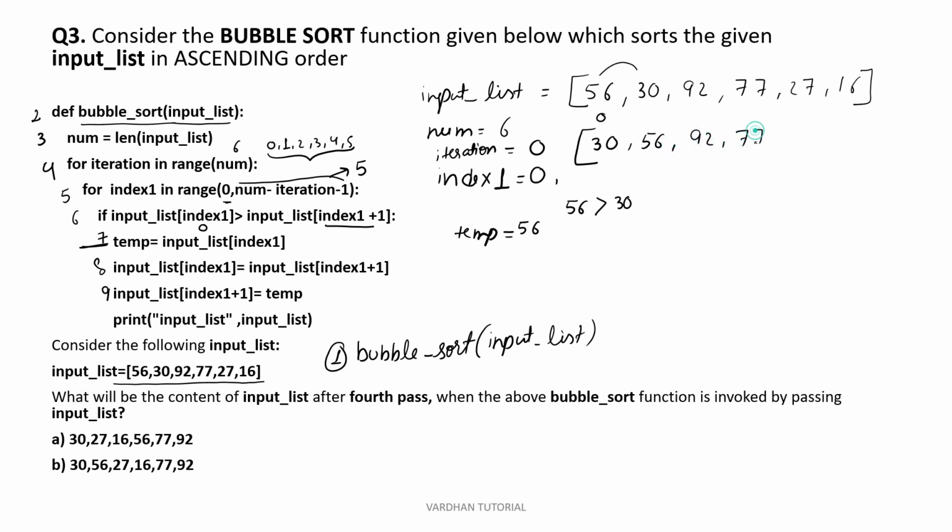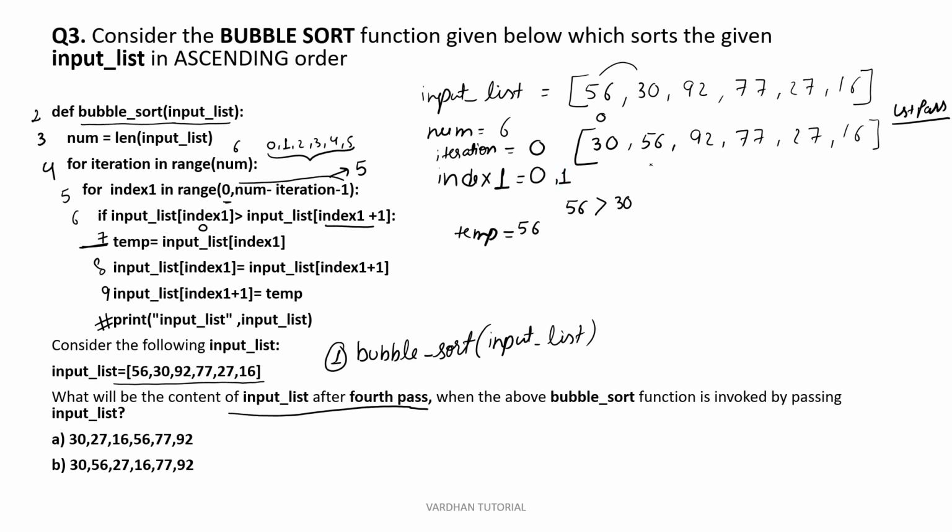92, 77, 27 and 16. So in this question it is asked, what will be the content of input list after the fourth pass? So this is actually the first pass. Now, after the ninth line it will again go to for. See, this is actually an extra line which is written by me for checking. So after this line 9 it will again go to for, and the index value will be increased by 1.